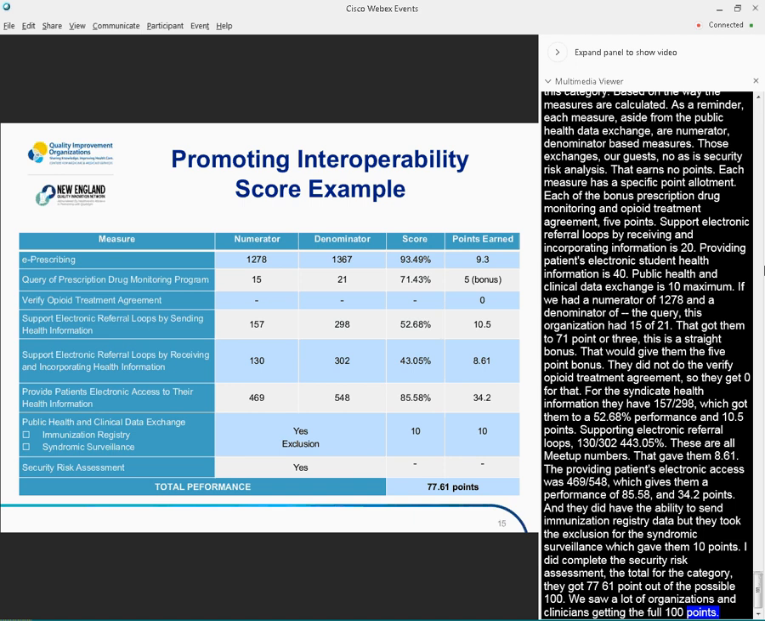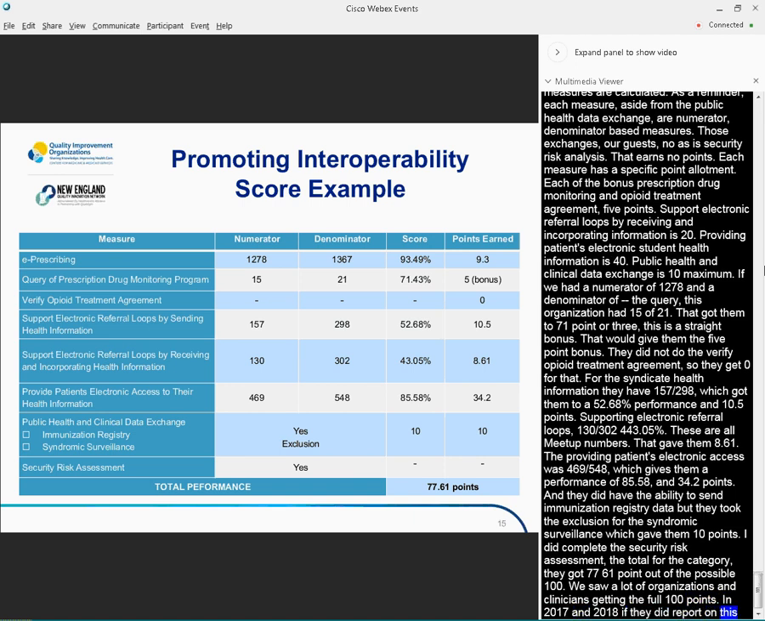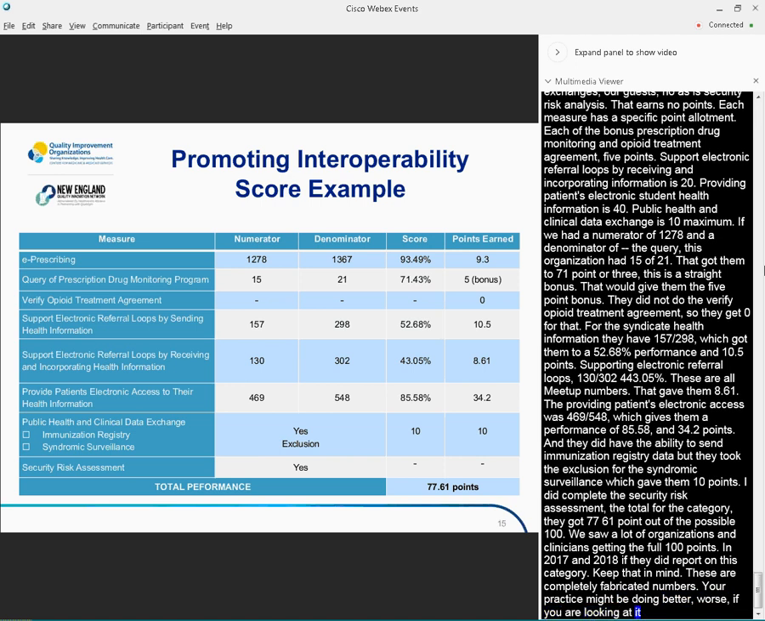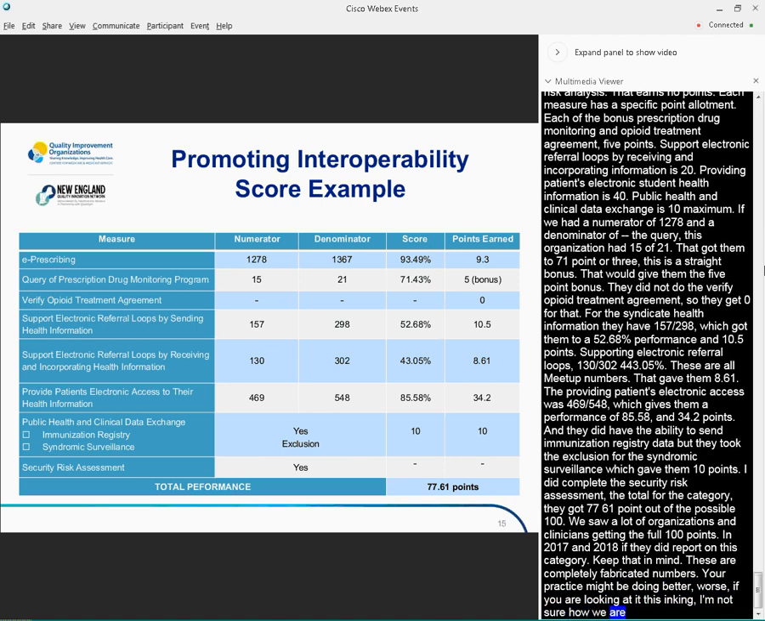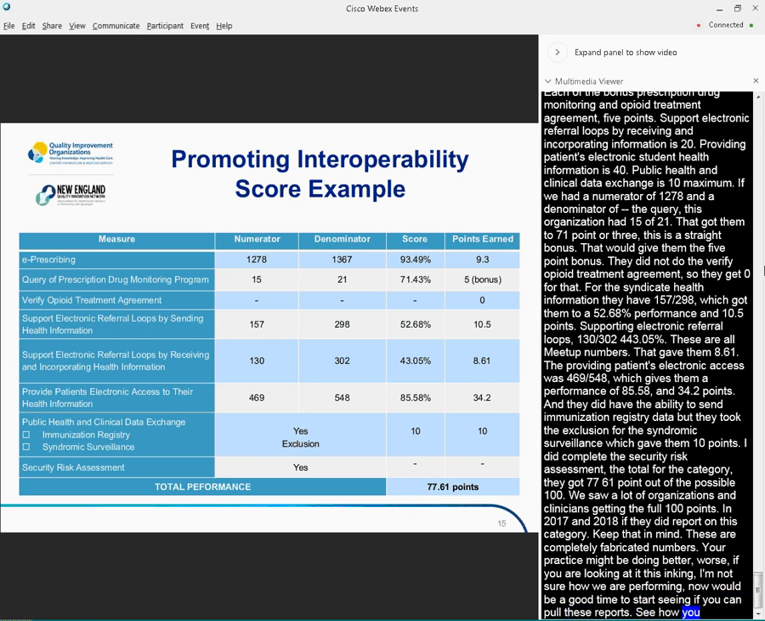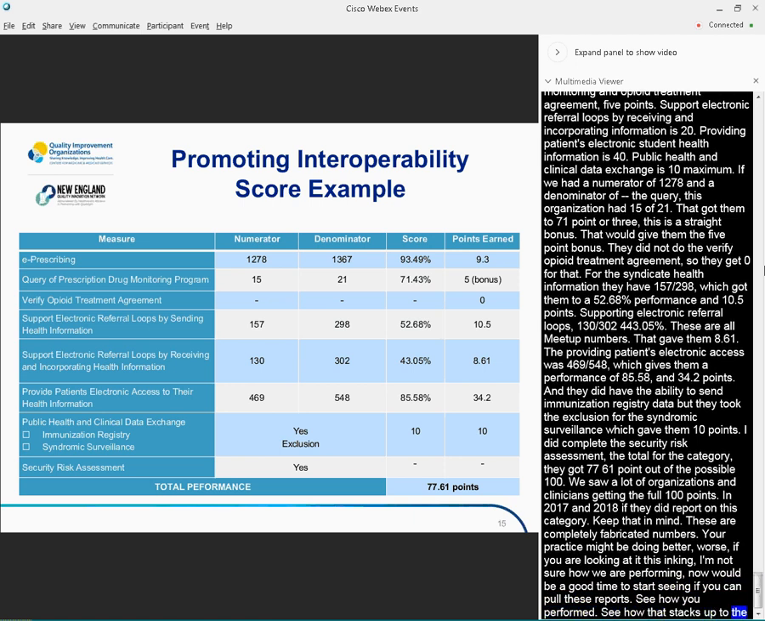So just keep that in mind. Obviously, these are completely fabricated numbers, so your practice might be doing better or worse. If you're looking at this thinking, I'm really just not sure how we're performing, now would be a good time to start seeing if you can pull these reports, see how you perform, see how that all stacks up to the new scoring methodology. We are more than happy to help you work through that if you have questions.